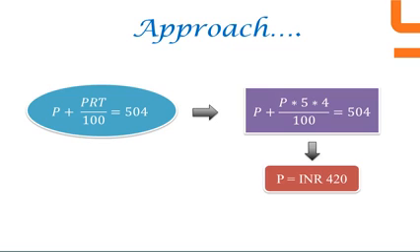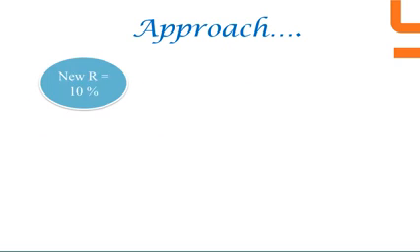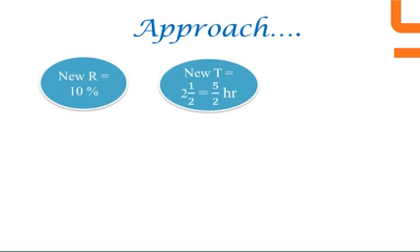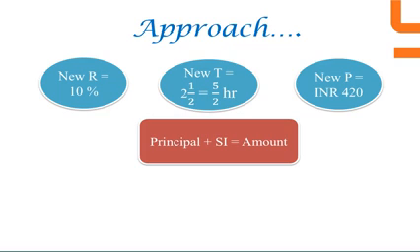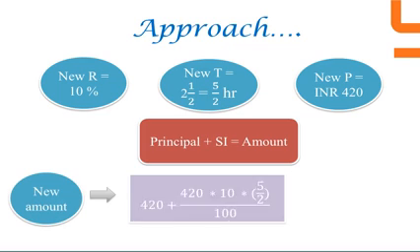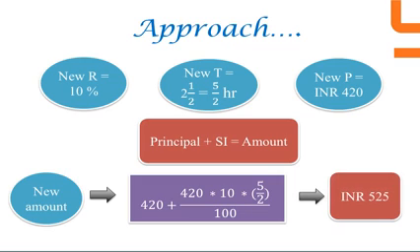Now, we have to use the same principle at a new rate and time to calculate the amount. So, again, substitute the value of P, R and T in the equation, amount equal to P plus PRT by 100, which is equal to 420 plus 420 into 10 into 5 by 2 divided by 100. From where did we get 5 by 2? Time is given as 2.5 years, which becomes equal to 5 by 2. So the final amount is 525 Indian rupees, corresponding to option D.